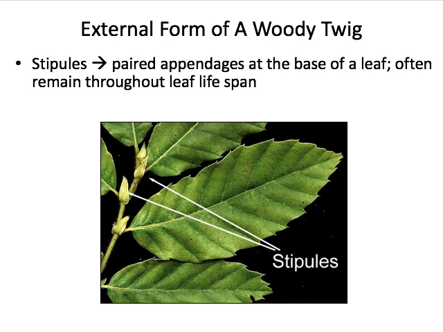In some plants, we also find stipules, and these are paired appendages found at the base of a leaf. They often remain on the plant throughout the leaf lifespan, and these are really characteristic of certain plant groups only. For example, we often see stipules in members of the rose family.